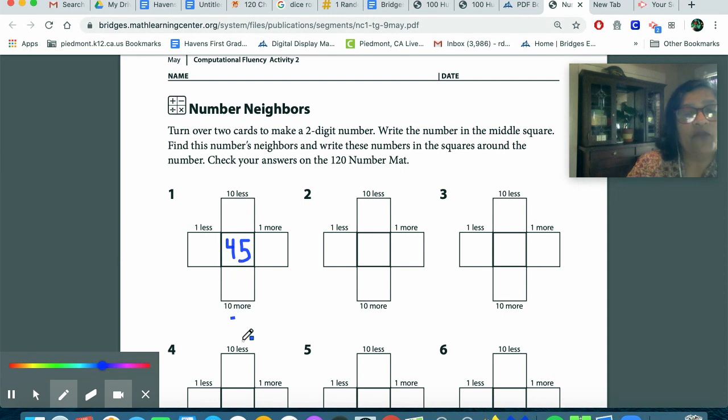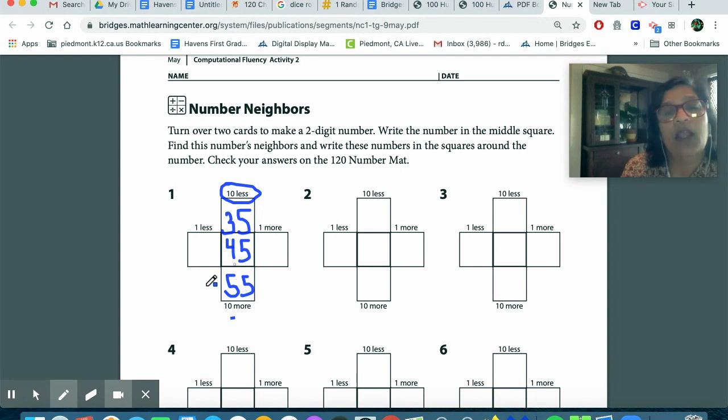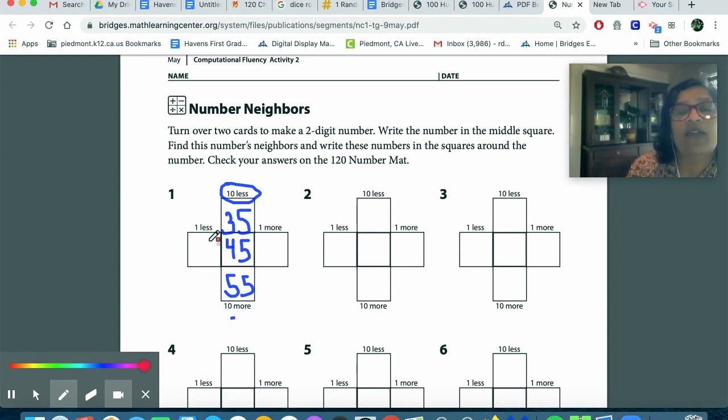If I had 45, what number would be right above 45? It would be 10 less, because look, it says 10 less. So if I'm counting down by tens, that would be 45, 35, 25, but there's no room for 25. So 35, 45, 55. Now I have to see one less. This says one less. One less than 45 would be 44. One more would be 44, 45, 46.